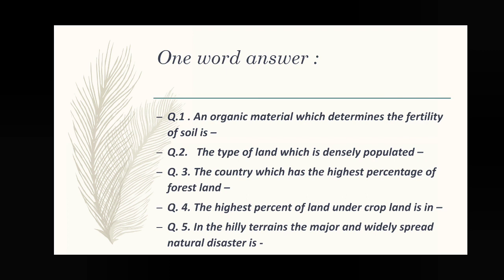Question number 5, in the hilly terrains, that means in the hilly regions, the major and widely spread natural disaster in the hilly and mountainous region, which one is the important natural disaster? In another homework we did some work on this natural disaster. So this is the clue you have to find out. That means in mountainous or hilly region, which is the common and maximum time we can see in the rainy season, that type of natural disaster.